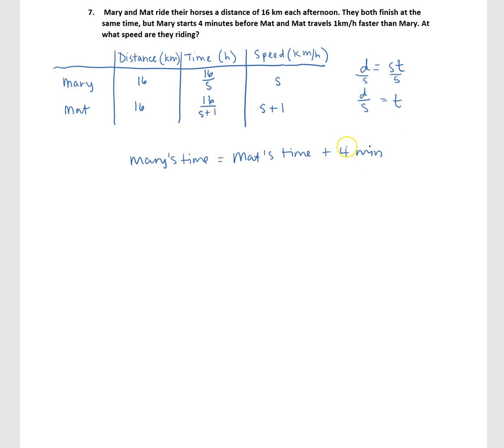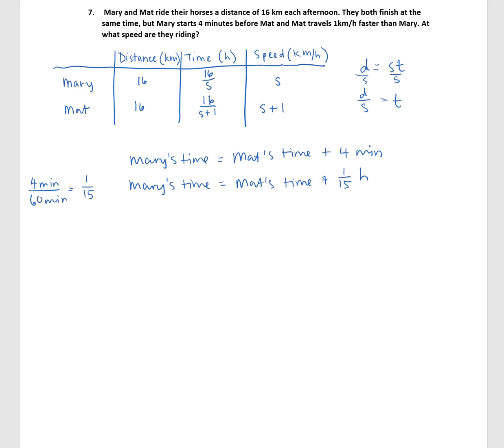We want to figure out what 4 minutes is in terms of hours, because our time is expressed in hours. We have to be careful here, because our speed is in kilometers per hour and our distance is in kilometers, so our time has to be in hours. To figure out what 4 minutes is in hours, we say 4 minutes over 60 minutes. That doesn't divide to a nice decimal, but we can simplify it to 1 over 15. So 4 minutes is 1/15 of an hour. So we can say Mary's time equals Matt's time plus 1/15 of an hour. Now we have it in the right units.